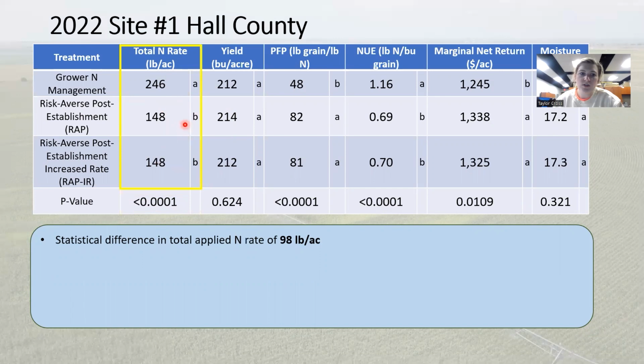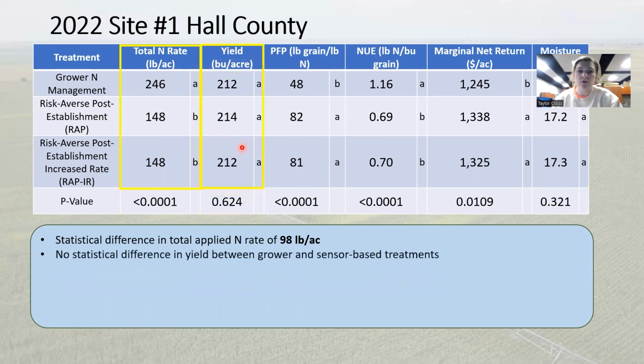So statistical difference here, you can see by these letters, that's what those mean, if it's statistically different or not. We saw about 98 pounds of nitrogen difference between the two treatments. But when we look over at our yield, we don't have a statistical difference between the sensor-based treatments and the grower's treatment. So this just shows that that extra 98 pounds of nitrogen really wasn't needed at this site. That corn wasn't able to produce any more than the 148 pounds of nitrogen.